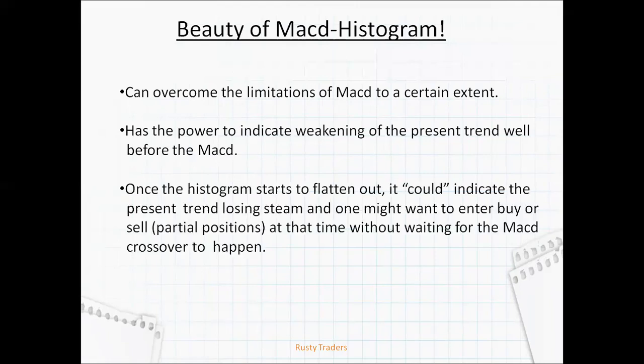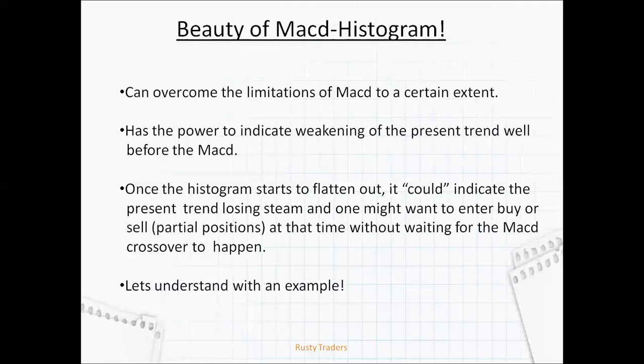Once the histogram starts to flatten out, what we are discussing here is how do you see that? How do you get that confirmation? So when do you do this? It is when the histogram starts to flatten out. It could indicate that the present trend is losing steam, and one might want to enter a buy or a sell trade at that point in time without waiting for the MACD crossover to happen.